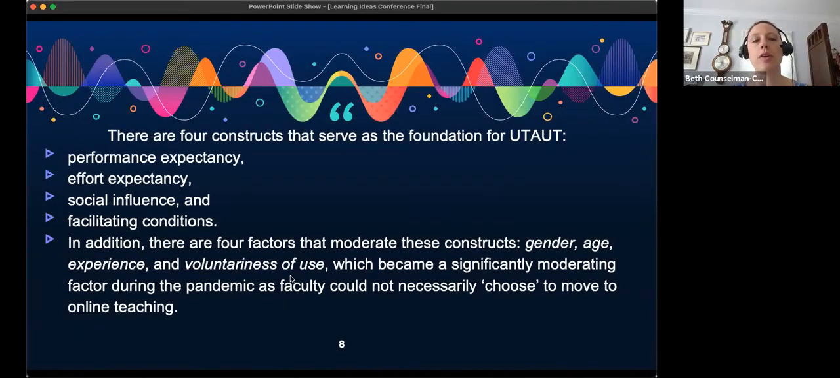So the constructs for our framework, one is performance expectancy, right? So how we expect the technology to perform and how we expect a person's performance to improve based on the use of this technology. Effort expectancy, and this ended up being a huge finding later on, was how much effort do I need to exert for this technology to be successful?